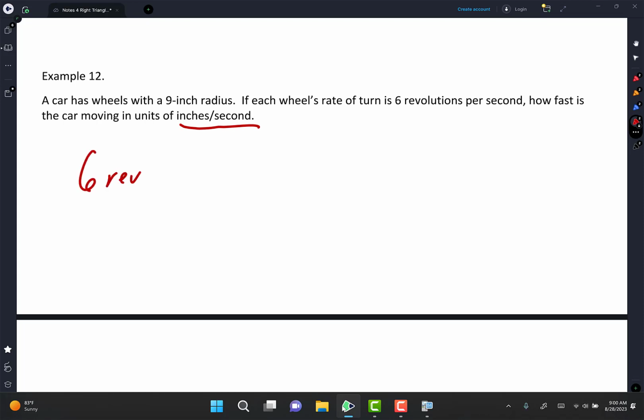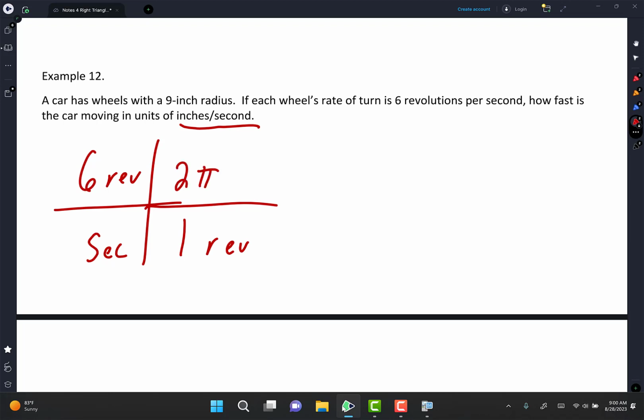Okay, so here's what we're going to do now. 6 revolutions per second. In 1 revolution, how much distance do you cover? Well, whatever the circumference is. So you're going to write 2 times pi times 9 inches. That's circumference. Circumference is 2 pi r. Do you guys see that? All right, there you go. The revolutions cancel out and you get inches per second.